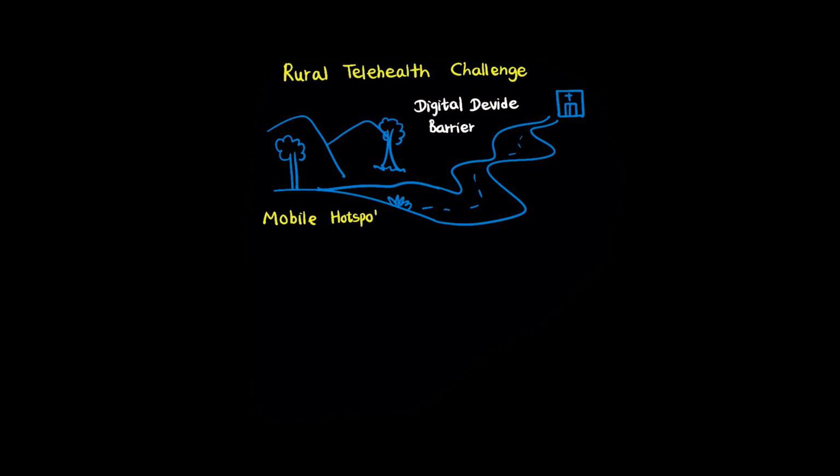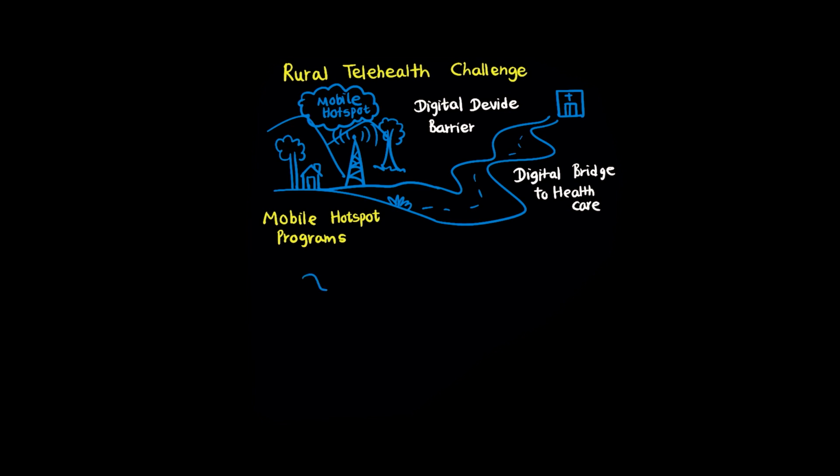Requiring fiber optics excludes most rural areas entirely. Mobile hotspot programs provide the missing link. Think of them as digital bridges to healthcare. These programs loan or subsidize mobile hotspots that create internet connectivity using cellular networks. A farmer in rural Montana can suddenly video conference with a specialist in New York.